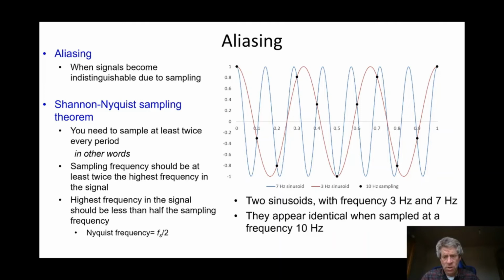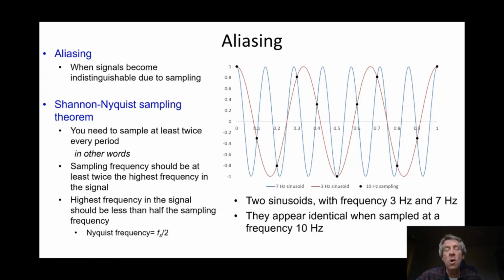So here I have 2 waveforms, one in blue, 7 hertz. So it goes through 1, 2, 3, 4, 5, 6, 7 periods over 1 second. Another one just goes 1, 2, 3 periods over 1 second, so 3 hertz. And I'm going to sample both of these signals, the blue and the red. I'm going to sample them at 10 hertz. So 10 samples a second, or every 0.1 seconds, I take a new sample.